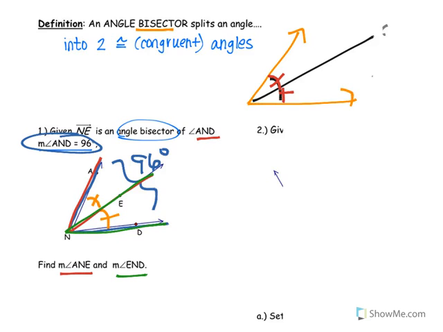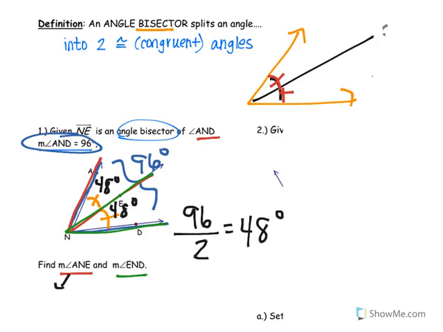So what can we do with this idea of 96? If NE is splitting it in half into two congruent angles, I'm going to take 96 and divide it by 2. I think that's 48. I'm hoping my math is correct. And my answer for both of those angles would be 48 and 48, because they have to be the same. And 48 plus 48 is 96. So the measure of ANE is 48 degrees, and the measure of END is 48 degrees.